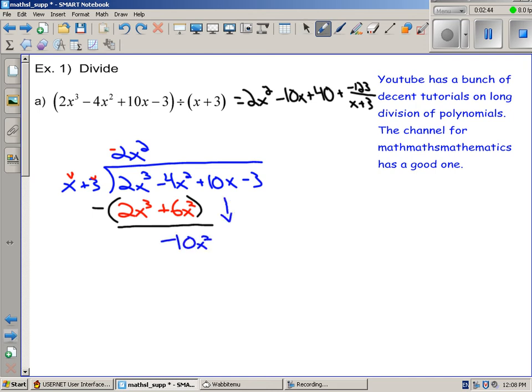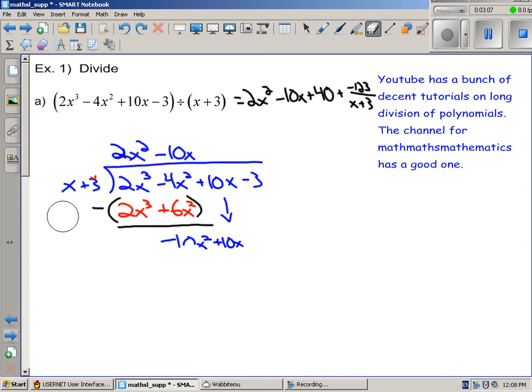I'm also going to bring down this next term, the 10x. And we just go through the same process we went through to get the 2x squared up top here. We say, negative 10x squared is my leading term. Is it divisible by x? Absolutely. If I divide negative 10x squared by x, I get negative 10x.